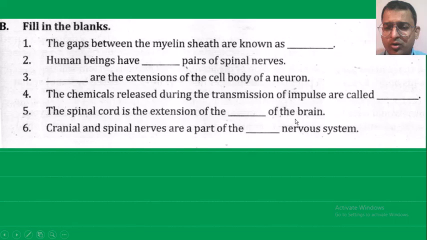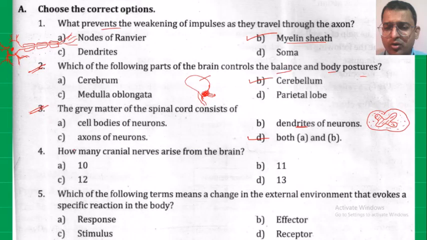Next question. How many cranial nerves arise from the brain? It is a direct question. 12 cranial nerves arise from the brain and 31 arise from the spinal cord as spinal nerves. 12 cranial nerves, 31 spinal nerves.